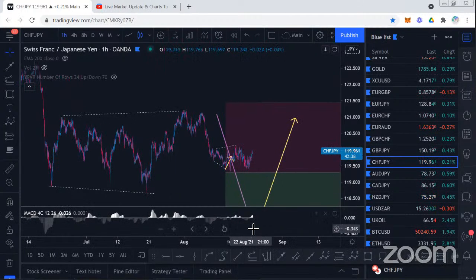And this is exactly what we were saying for Swiss yen, pound yen: you want to see a big push, wait for that little corrective structure, and then put the entry order below the lows.